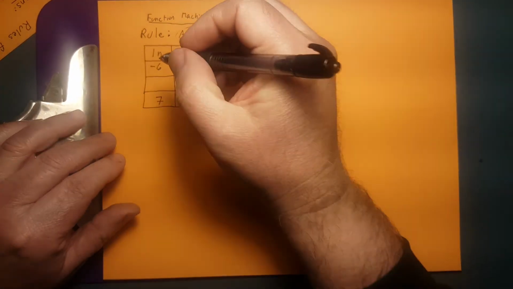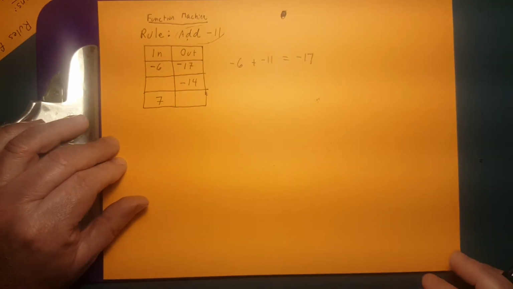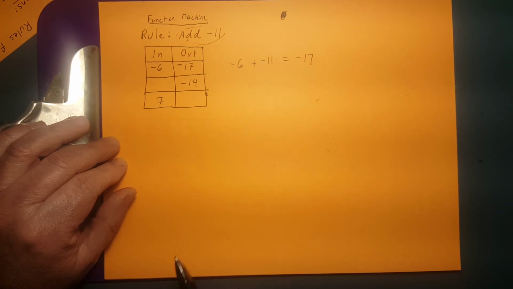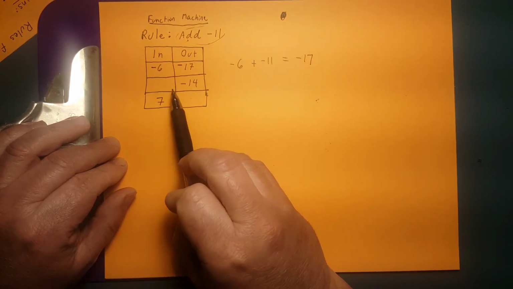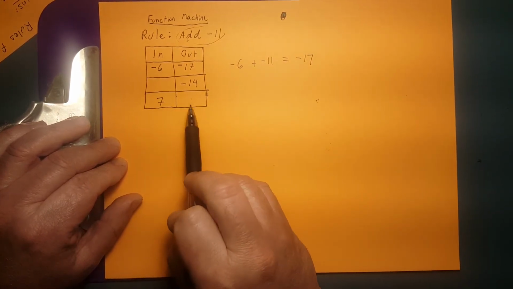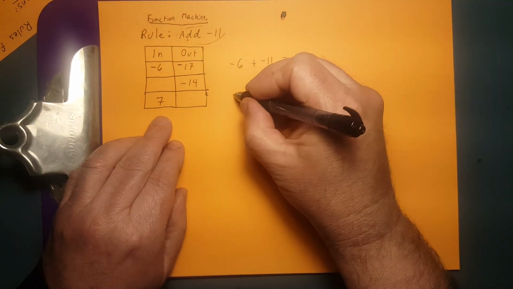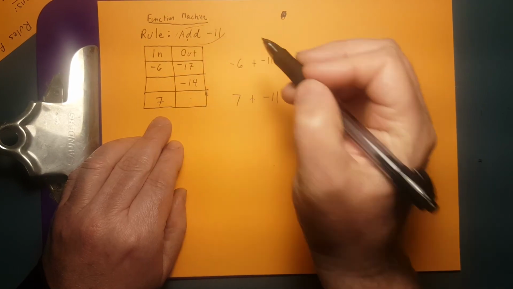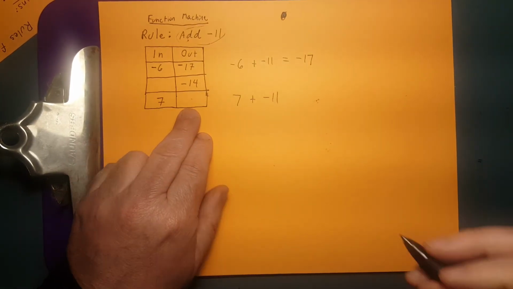So clearly I made a mistake on my function machine. It should have said that right there, because negative 6 plus negative 11 is negative 17. Now you can see I need to figure out what these two are. I think this one will be easier because I can just take the 7 and add negative 11 to it, because that's the rule, add negative 11, and that'll get me that answer.